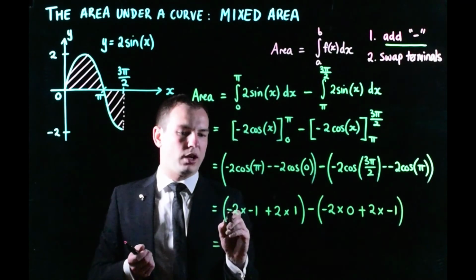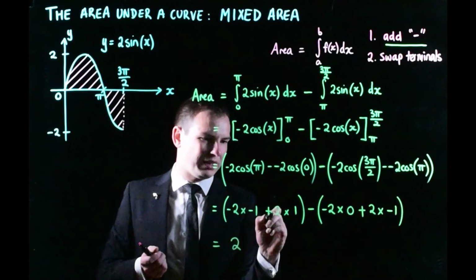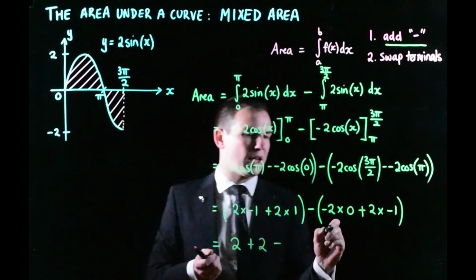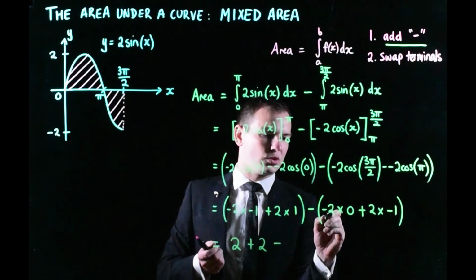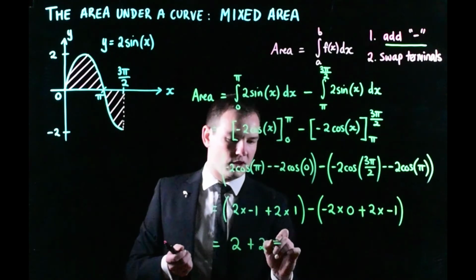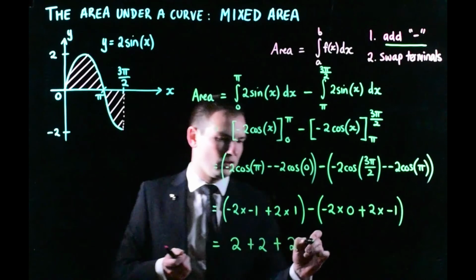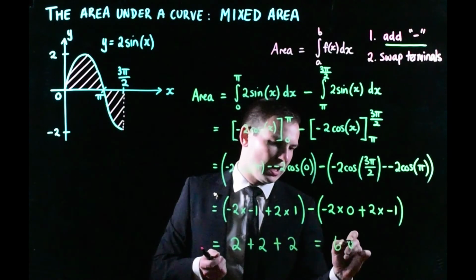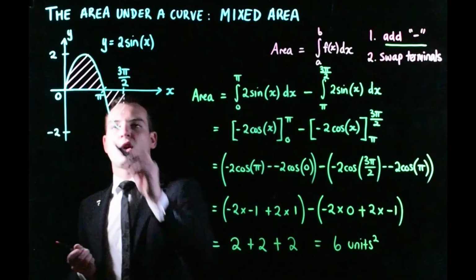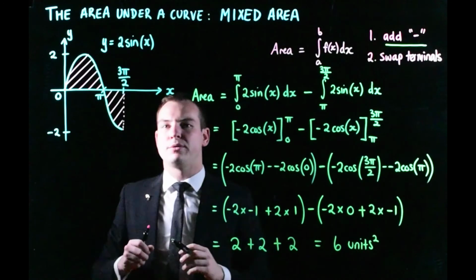And then this is very close to our final answer. So here we have minus 2 times negative 1, which is positive 2, plus, and that's also positive 2. And then we subtract away from that. This is negative 2 times 0, so that's just 0. And then we have a minus 2 here. So the minus 2 becomes plus 2. And 2 plus 2 plus 2 is equal to 6. So the area is 6 units squared. So that's the total area that's shaded in the diagram just above.